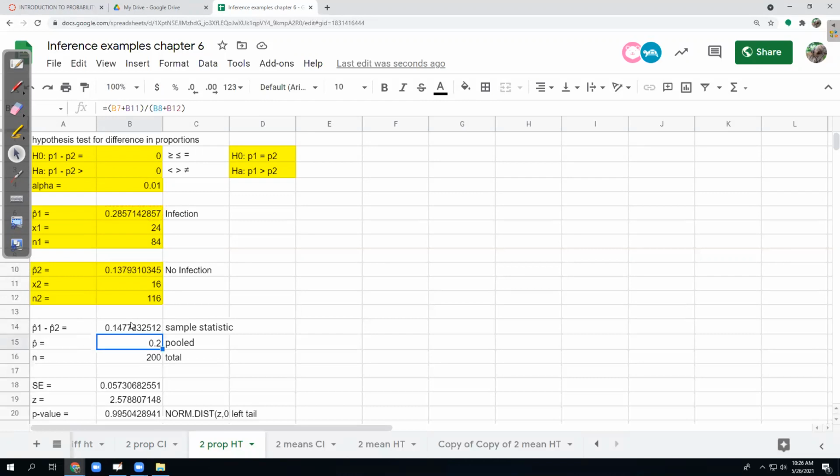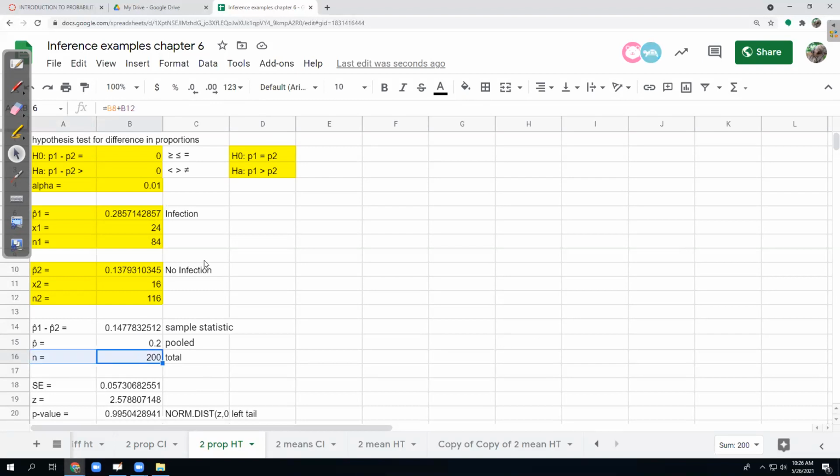And the pooled, I had the computer calculate that too by just saying, okay, add up the x's. Add up the x's, so that's the orange and this light purple, and then add up the n's, the blue 84 and the darker purple 116. That gives me my 0.2 that I was looking at before. And I also double checked that total there. I don't actually need that though.